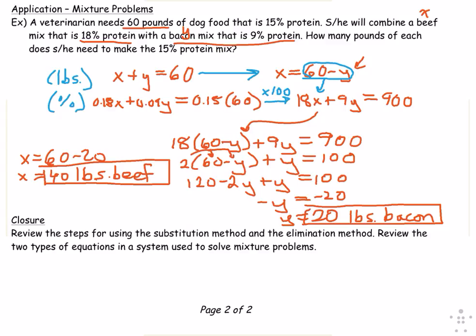So does that make sense? Well, it needs to be 60 pounds, that's 15%. The beef is 18%, bacon is 9, and 18 is closer to 15. So I'm thinking I'm going to need more of the beef, and sure enough, I did.